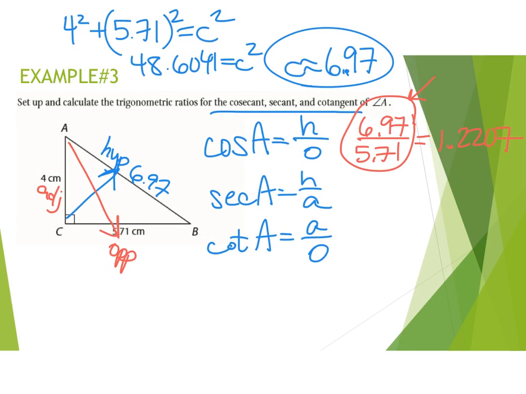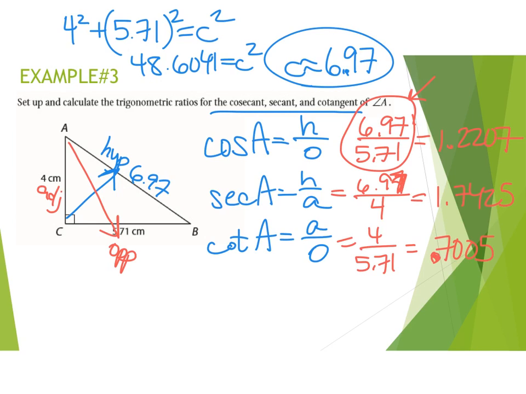All right, here we go. Secant is H over A. Hypotenuse is 6.97 over the adjacent side, which is 4. Divide that in your calculator. Should round to that. And cotangent, A over O, the adjacent side is 4, the opposite side is 5.71. Into your calculator as division. Should round to that 4-place decimal. And you have just found the 3 reciprocal functions.